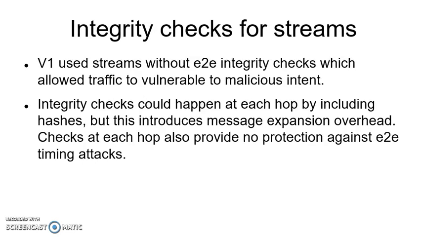Version 1 used streams without end-to-end integrity checks, which allowed traffic to be vulnerable to malicious intent. Integrity checks could happen at each hop by including hashes, but this introduces message expansion overhead. Checks at each hop also provide no protection against end-to-end timing attacks.